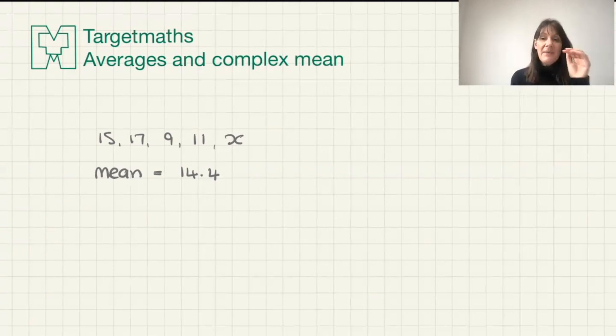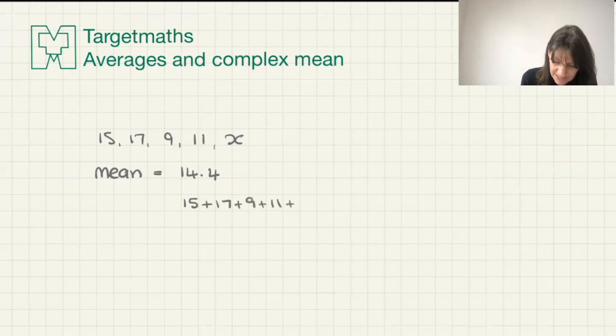Now, our method for finding the mean is add them all up and divide by how many are there. And it's that exact method that's going to help me solve this problem. Yes, it's a little bit more complex, but it's not going to change. We're not deviating from our knowledge. We've just got to apply it in a slightly different way. So let's think about it. If I have to add them all up, I'm going to do 15 plus 17 plus 9 plus 11 plus X. Add them all up.